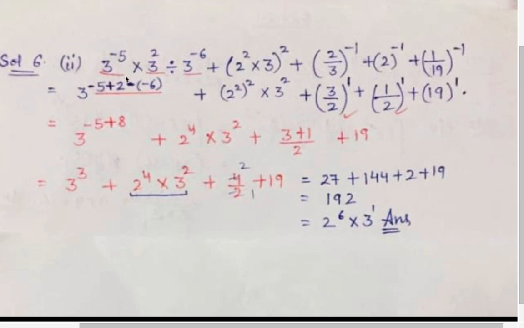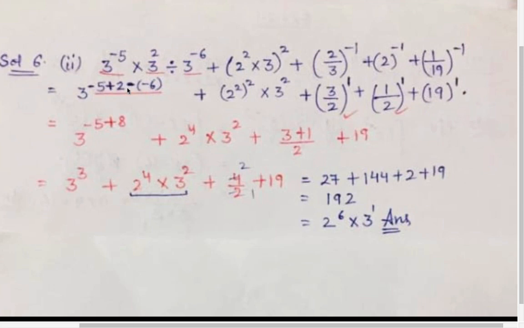Okay. So let's start. 3 raised to power minus 5 into 3 raised to power 2 divided by 3 raised to power minus 6. Now what is the base? 3. Is it same? Yes. In multiplication, what will you do? These two powers will be added. So 3 as the base, minus 5 plus 2. What's the next sign? Division. Whenever there is division, same base, what do we do? We subtract the powers. So minus 5 plus 2 minus minus 6.